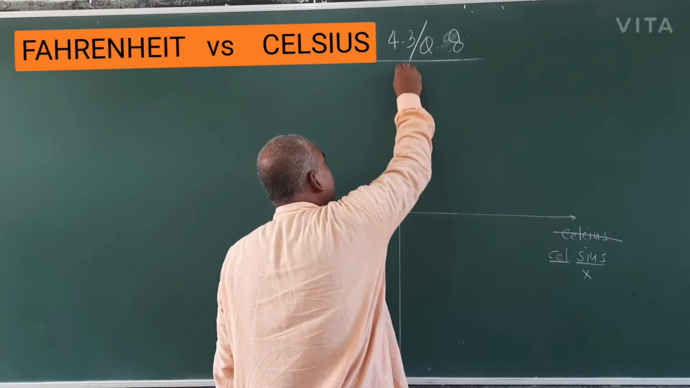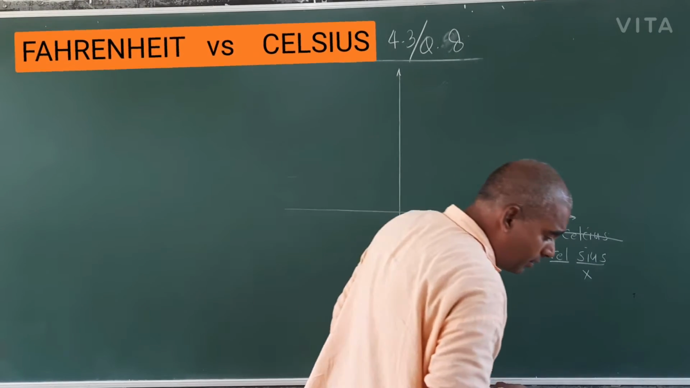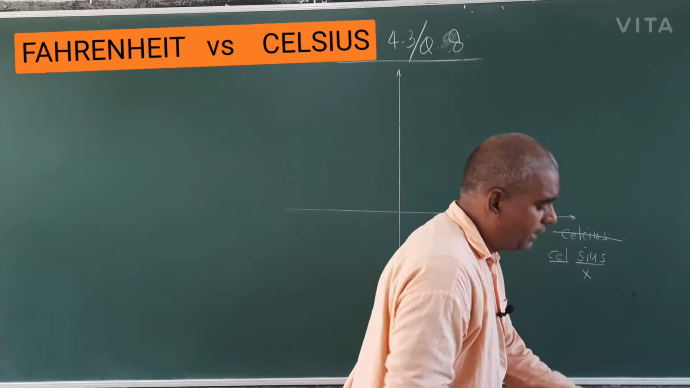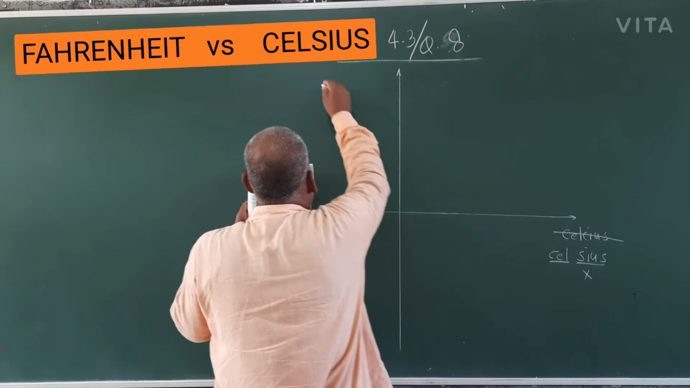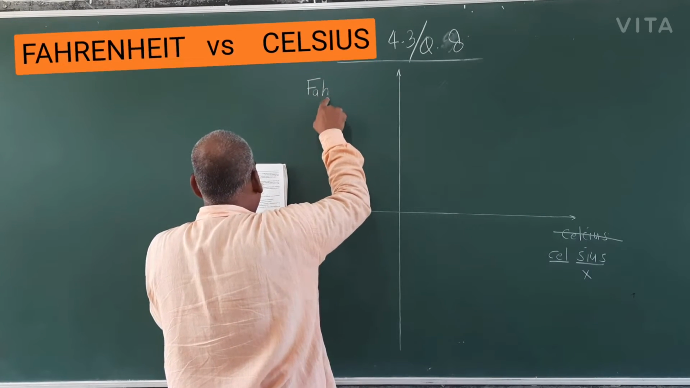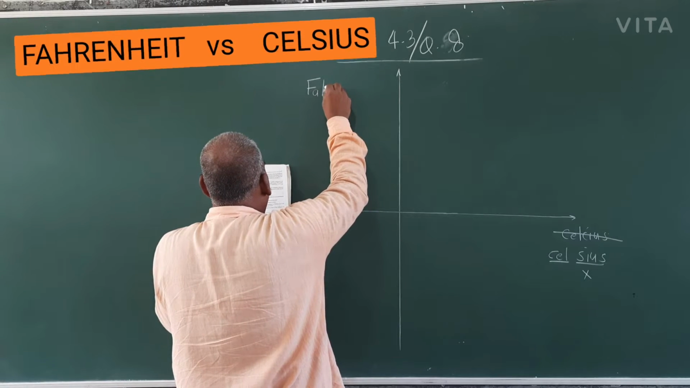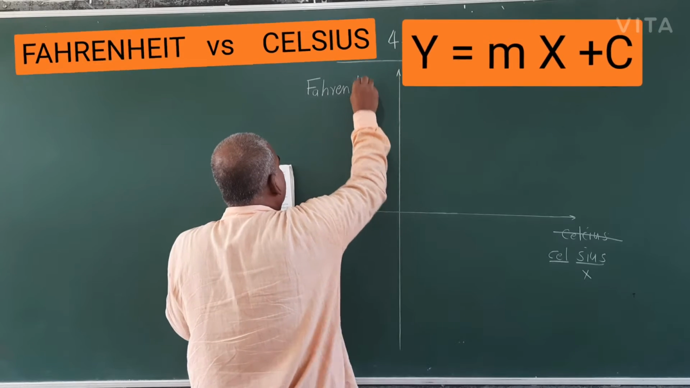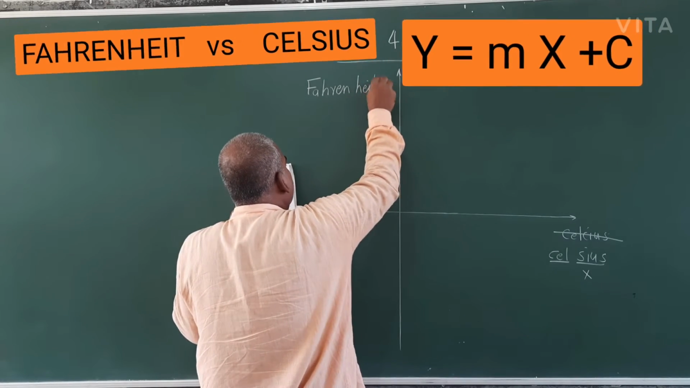and the y-axis is Fahrenheit. You know the actual pronunciation is Fahren, and then height, H-E-I-T. That is on the y-axis.